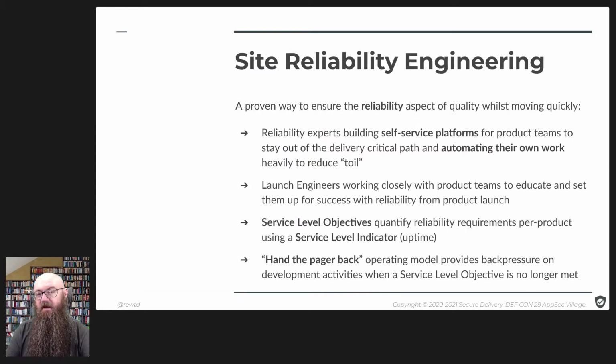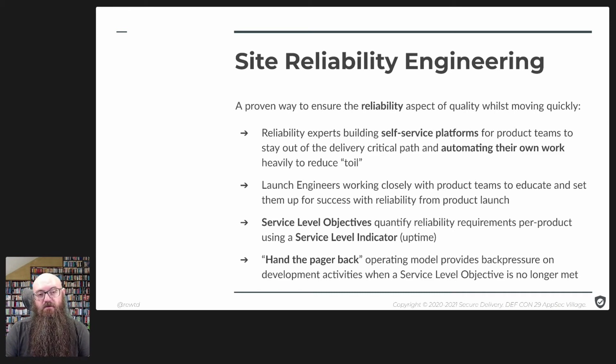We take a page out of site reliability engineering, right? We have some experts in the field that build self-service platforms. It's important so they get out of the way, and then provide us with launch engineers that work closely with the product teams to make sure that it hits the ground running. It has all the things necessary to be reliable.